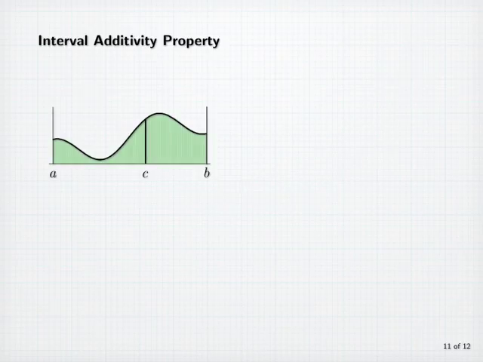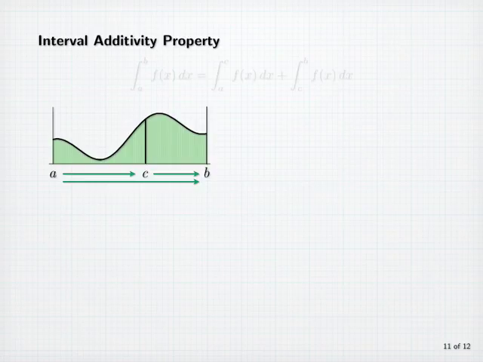The interval additivity property. Consider the function whose graph is shown here. Note that c is a number between a and b. If we calculate the integral of this function from a to c, and then add to that the integral from c to b, we'll have exactly the same thing as if we integrate from a to b. This essentially is the interval additivity property. The integral from a to b of f of x dx is equal to the integral from a to c of f of x dx plus the integral from c to b of f of x dx.